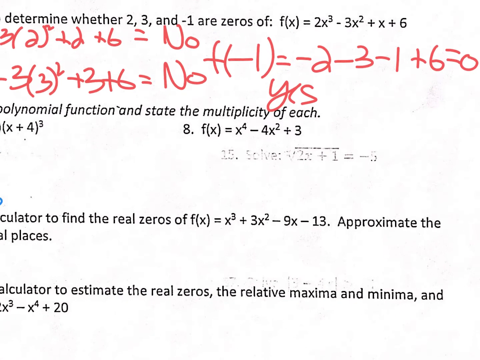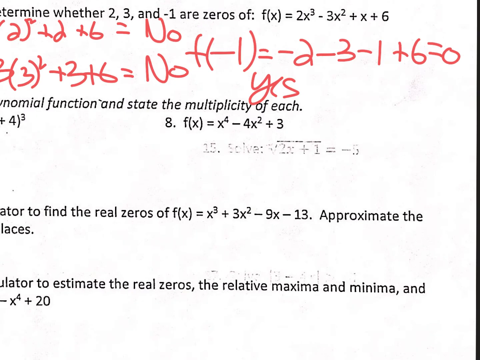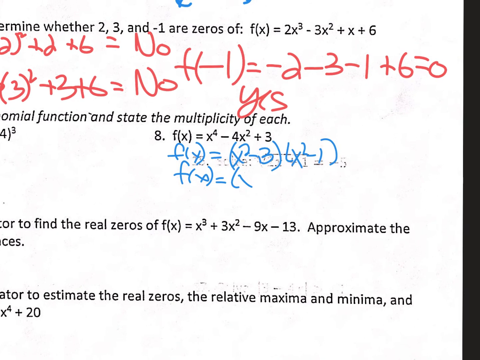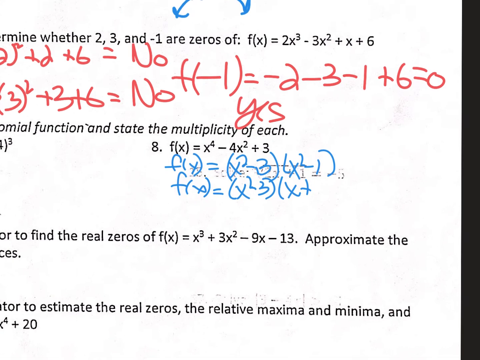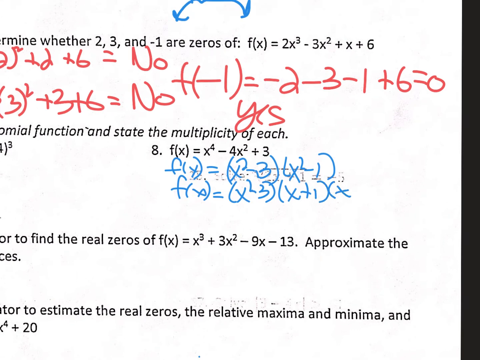And on number 8, we're going to have to factor that one first. So if you factor this, you would get x squared minus 3 and x squared minus 1. Now, x squared minus 1, you can factor some more. The difference of squares. X squared minus 3, you're kind of stuck. That's not a difference of squares. So I'm going to break this second one down. X plus 1, x minus 1, which means 2 of my zeros are going to be negative 1 and positive 1.